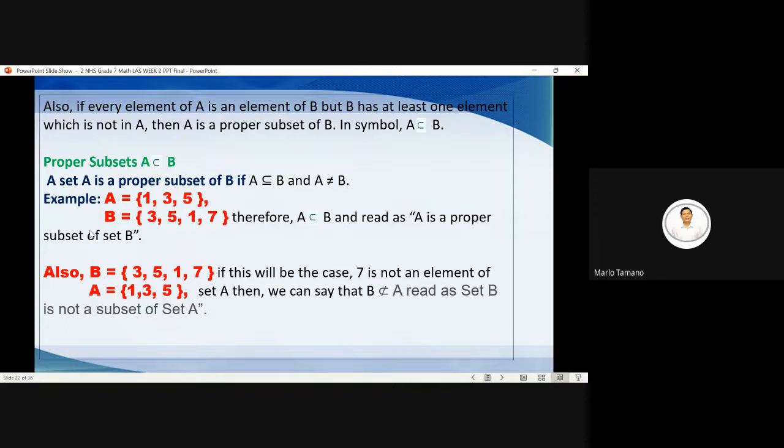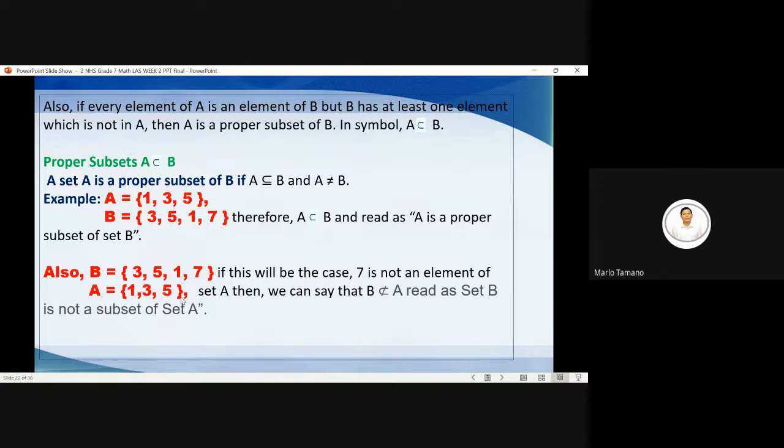For example, A is a set of 1, 3, 5. B is a set of 3, 5, 1, 7. So merong isang element na wala si A. So therefore, A is a proper subset of B, and read as A is a proper subset of B. Very easy. Also, B is a set of 3, 5, 1, 7. Binaliktad ko po. And A is a set of 1, 3, 5.